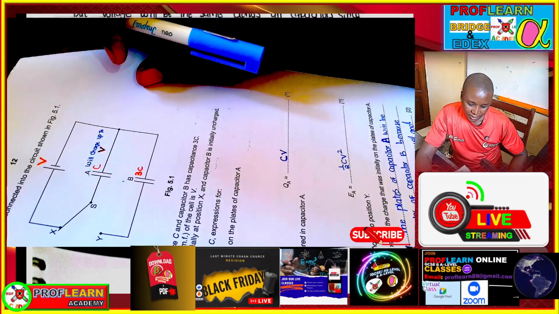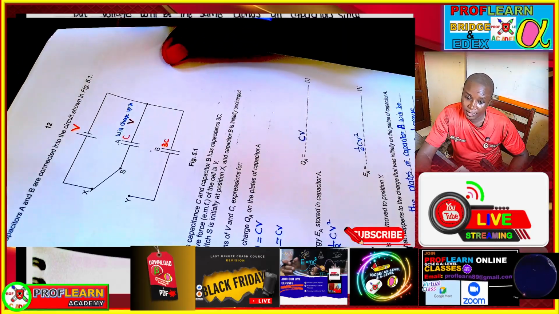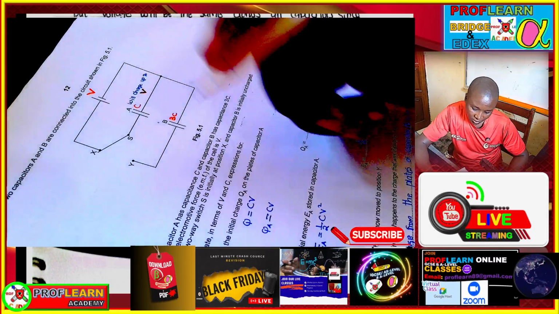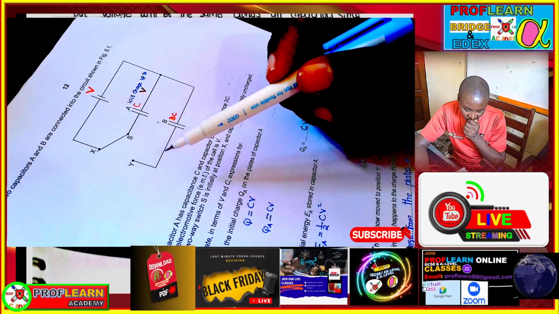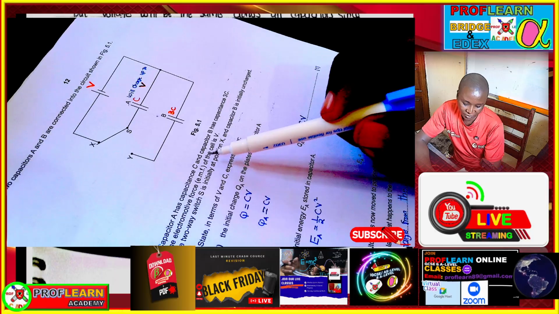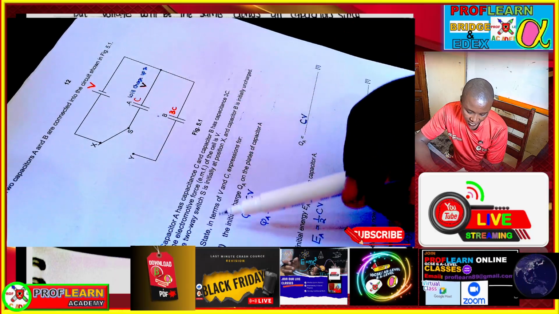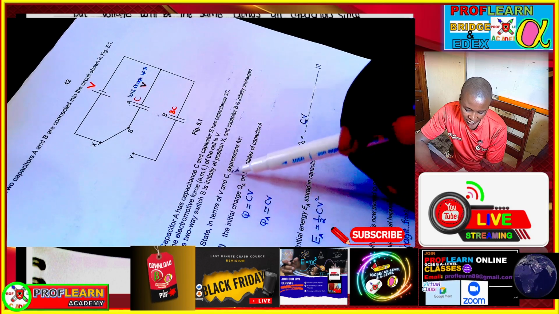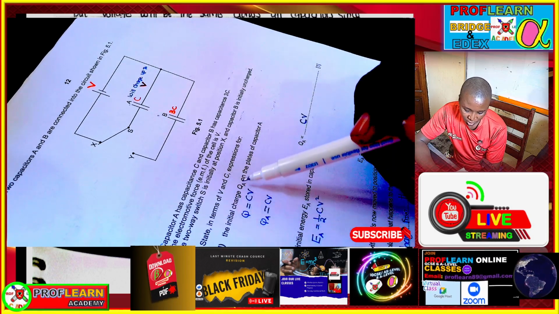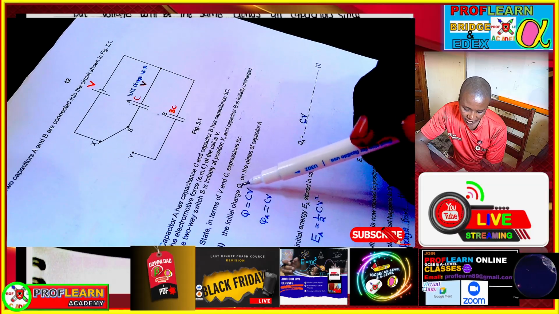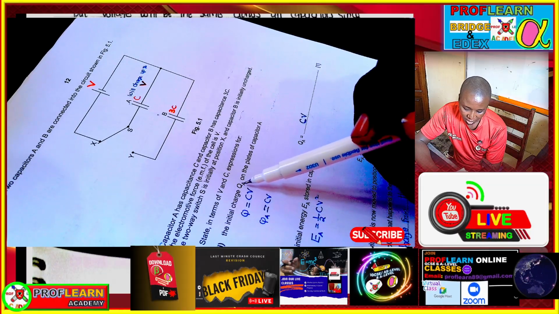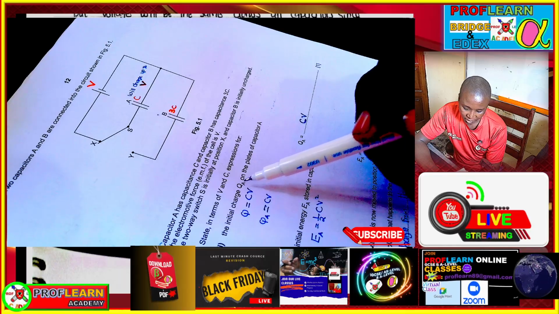Two capacitors A and B are connected in the circuit as shown there. Capacitor A has a capacitance of C and capacitor B has capacitance of 3C. State in terms of V and C the expression for the initial charge of A.